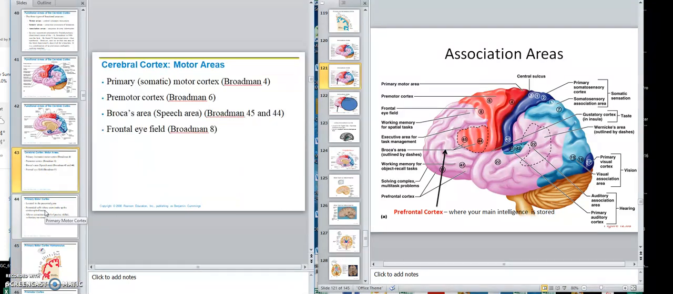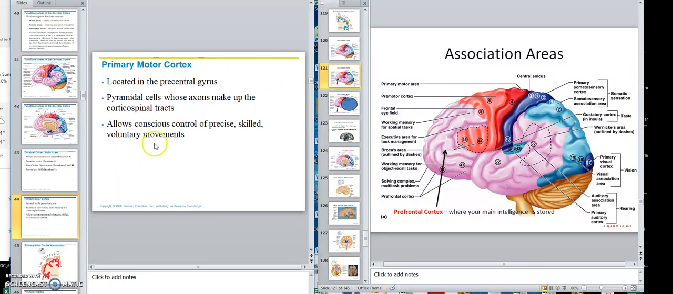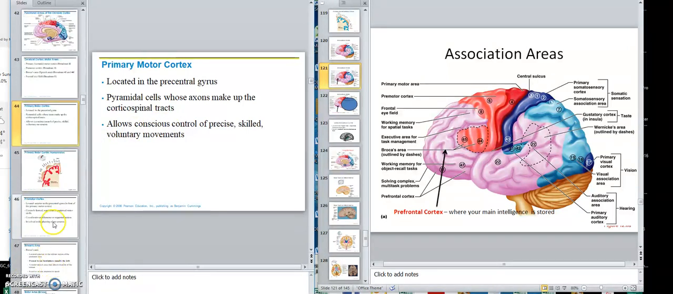Okay. So that's this right here, conscious control of movements. The corticospinal tract. Remember the corticospinal tract? Go back to the spinal cord, and it went through. And remember, those movements would go down through pyramidal tracts. Okay.